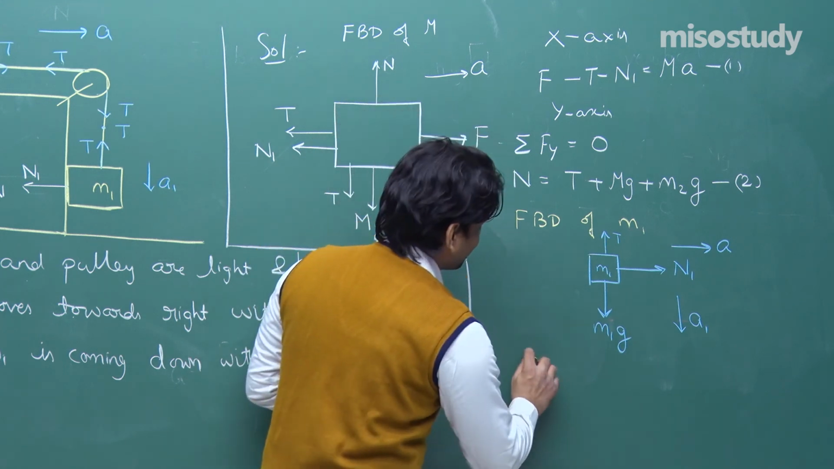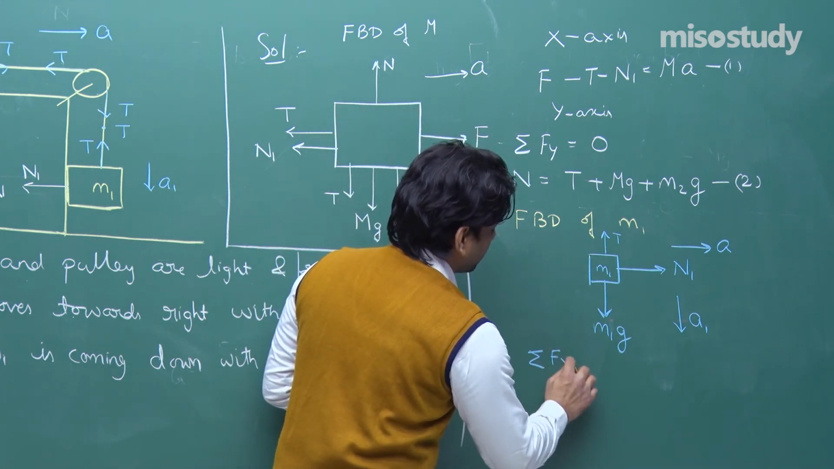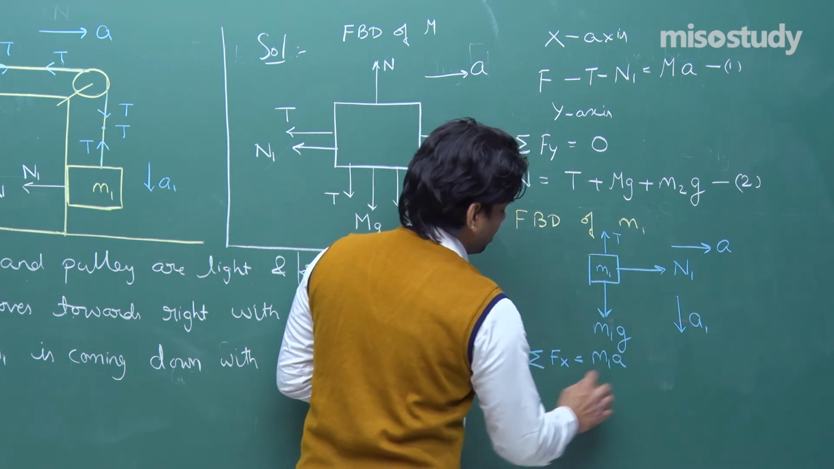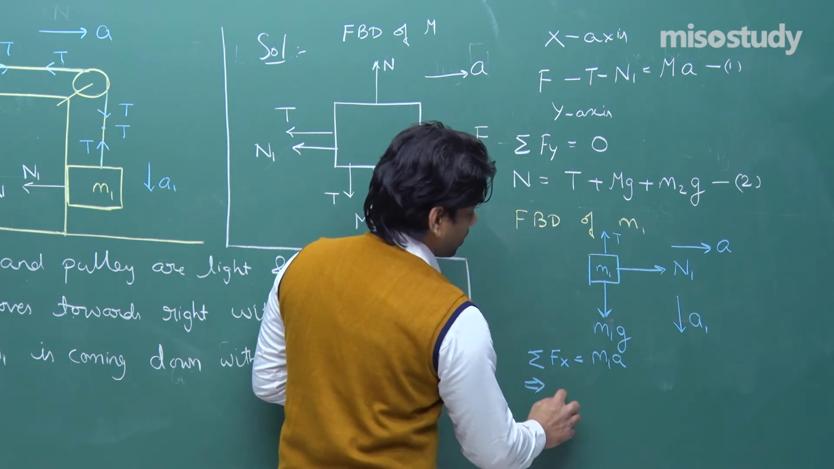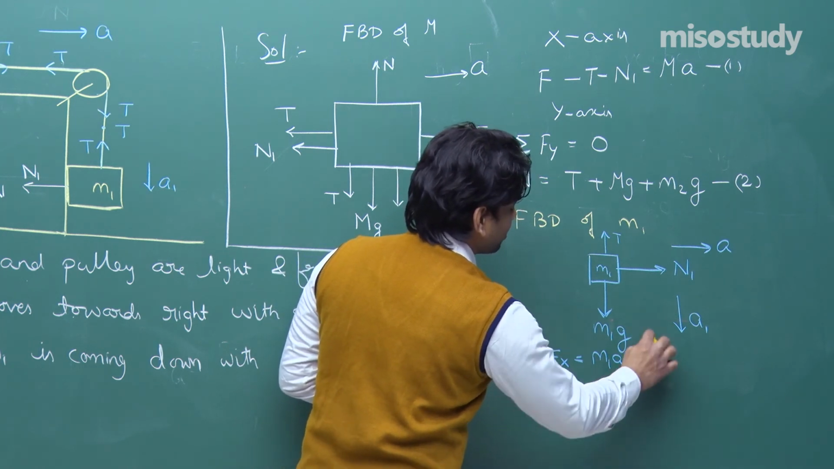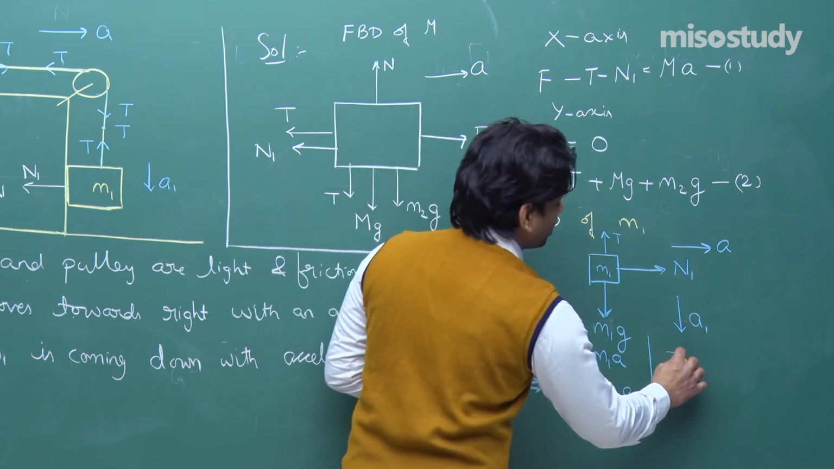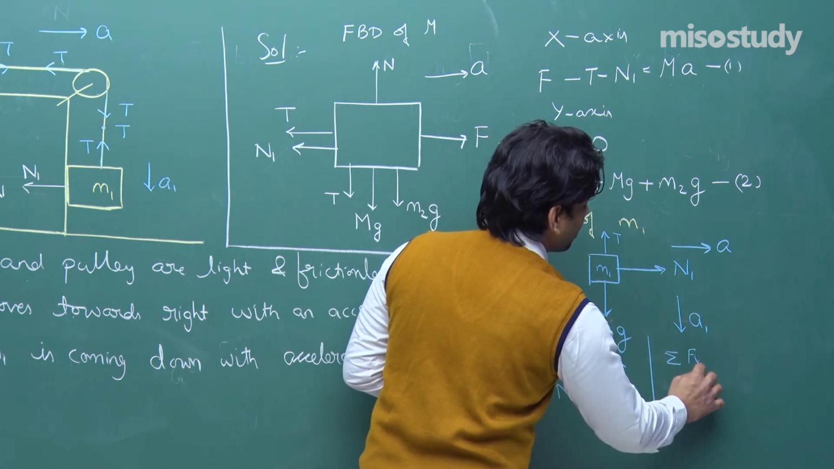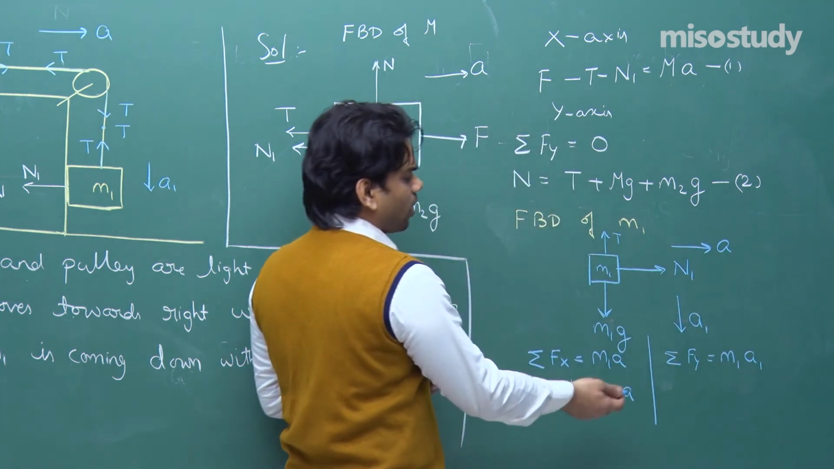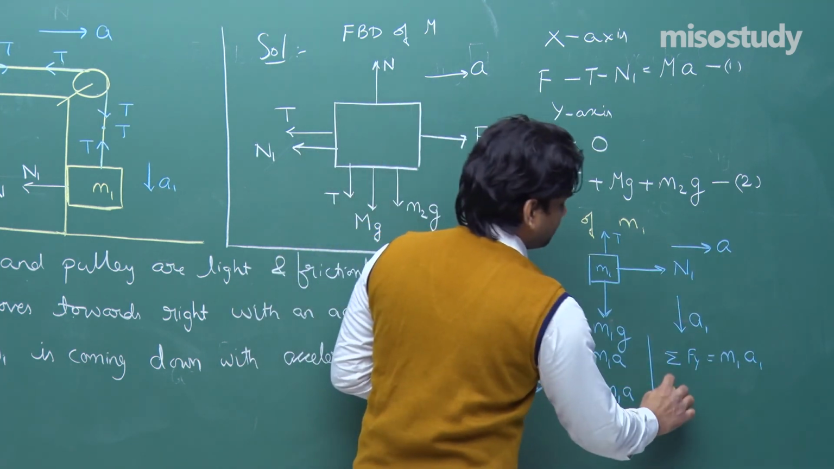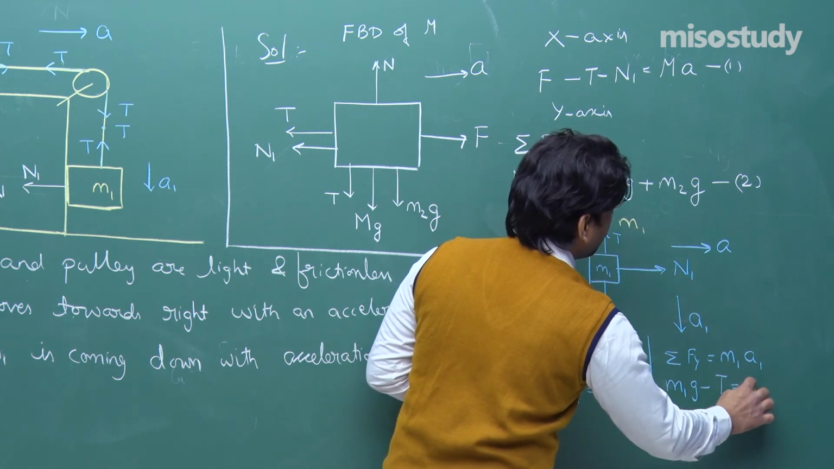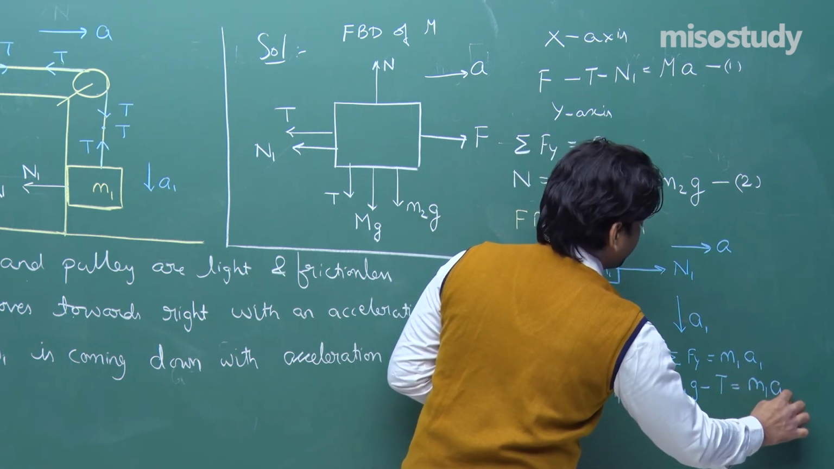So for this, I am writing sigma Fx should be equal to its mass M1 into A, implies that N1 is equal to M1 into A. This is about the F direction force, and similarly for y direction, sigma Fy will be equal to M1 into A1, in the downward direction I am talking about. So M1g minus T should be equal to M1 into A1.